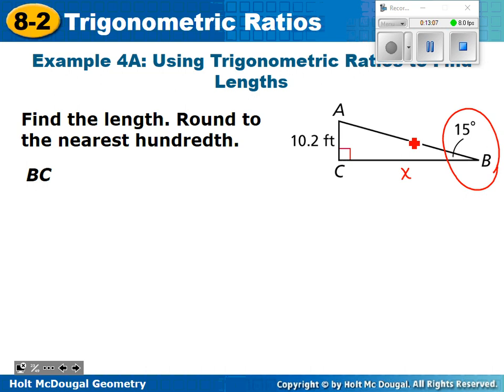Okay? So I'm going to look at angle B and then I'm going to label my triangle. You want to label the side you know and the side you're trying to find, not all 3 sides. If you label all 3 sides, then you don't know which trig function to use.